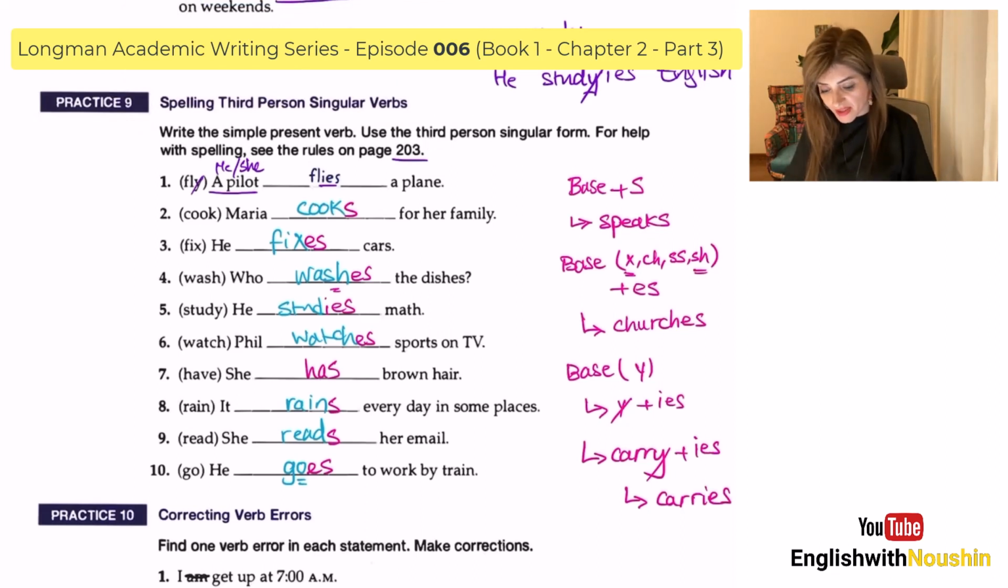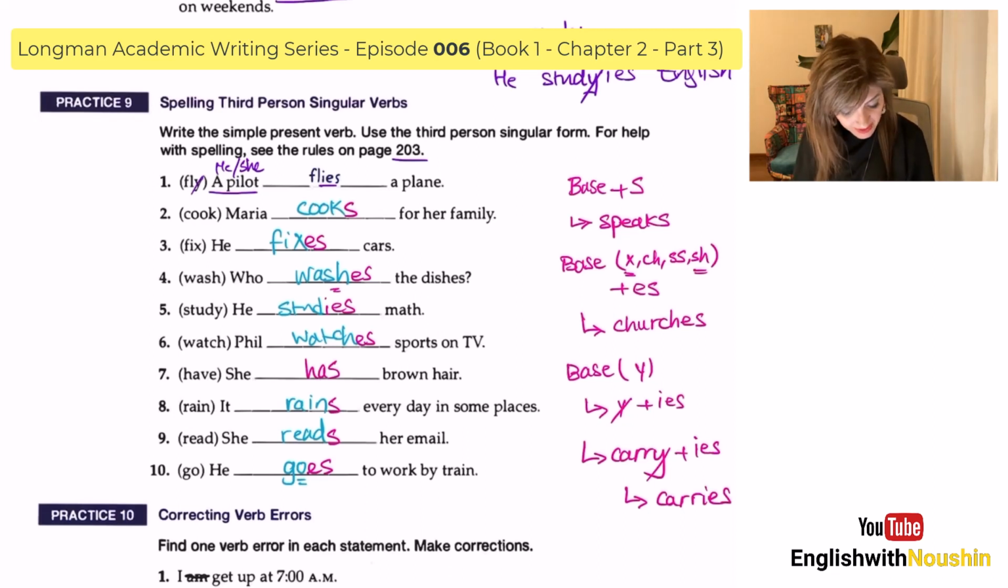So let's read. A pilot flies a plane. Maria cooks for her family. He fixes cars. Who washes the dishes? He studies math. She watches sports on TV. She has brown hair. It rains every day in some places. Number 9, she reads her email. And 10, he goes to work by train. Remember, all of these are either routines or habits.